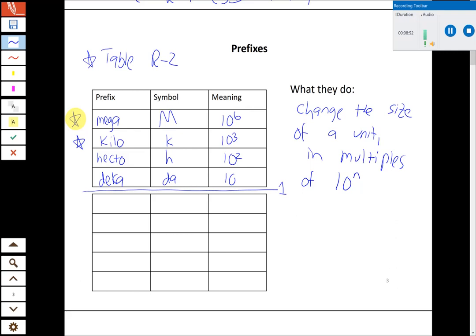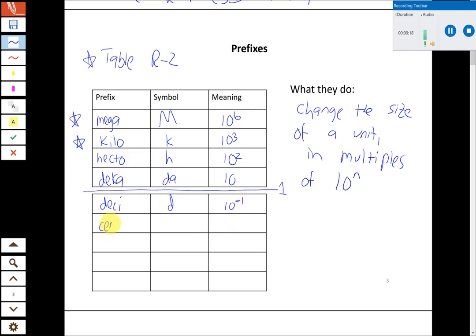All right, and then if we think about the ones that make the unit smaller, you have deci, D-E-C-I, abbreviated with just the letter d, and this means dividing by a factor of 10 or multiplying by 10 to the minus 1. So a decimeter would be 1/10 of a meter, or 10 centimeters. So it's, again, not the one that we use a lot, but it is out there.